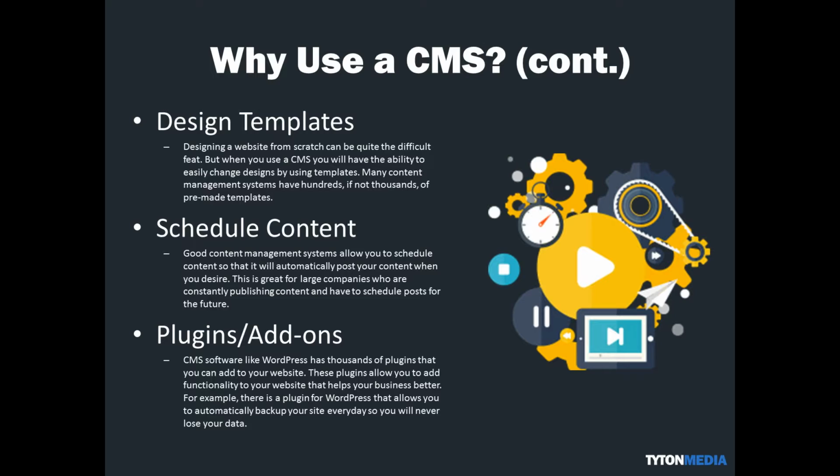CMS software like WordPress has thousands of plugins that you can add to your website. These plugins allow you to add functionality to your website that helps your business better. For example, there is a plugin for WordPress that allows you to automatically back up your site every day so you will never lose your data. These plugins allow you to be more streamlined in what you are doing with your content management system. If you are using WordPress, you can check out their plugin directory and view the cool plugins you can add to the popular CMS. What is the best CMS?